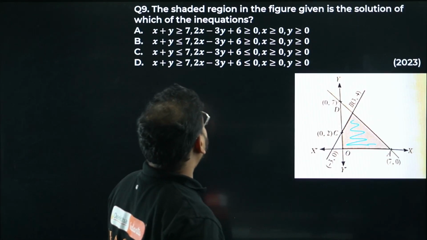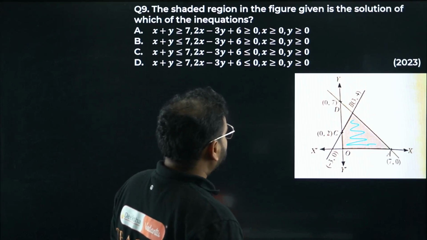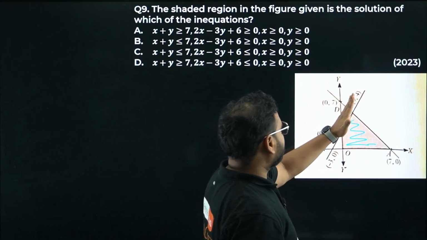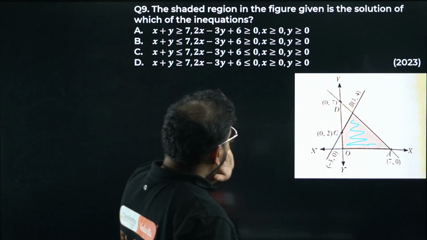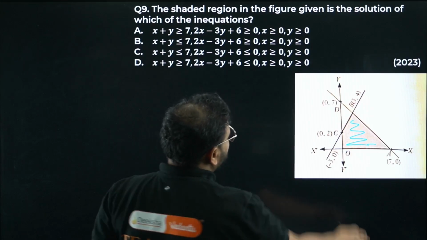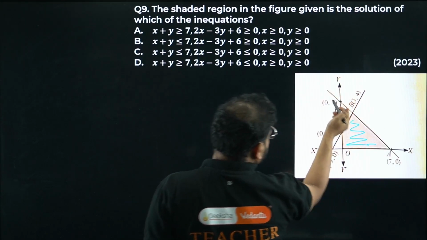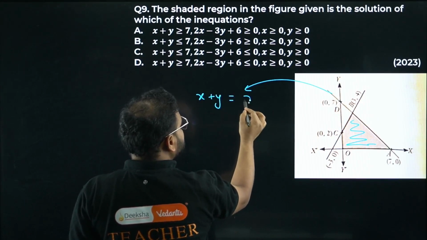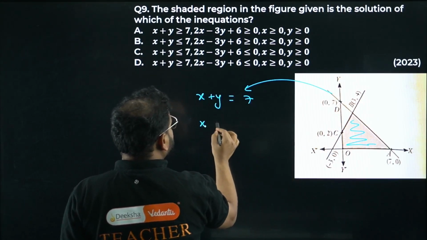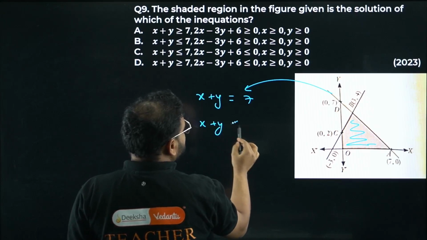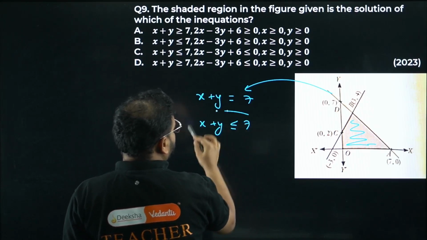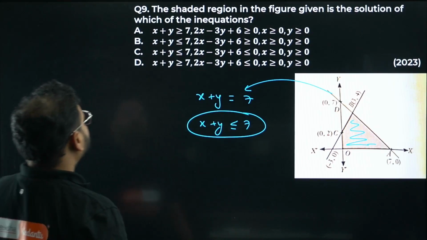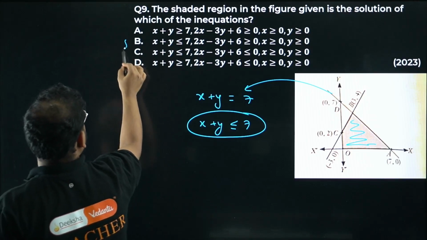We are looking for inequalities which are true. For this line we are looking for greater than, right? First of all, we can identify this line, which is easy to find: x plus y. Please check. If you want less than, x plus y is going to be less than or equal to 7. This is clear to find. So we have only two such options, B and C.